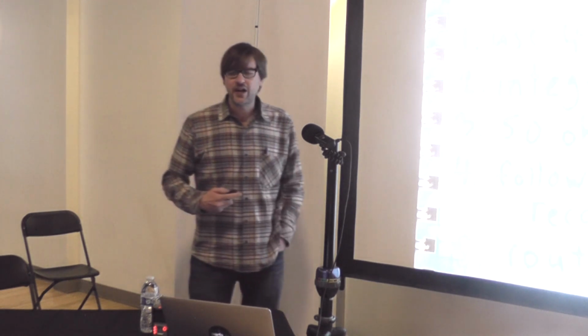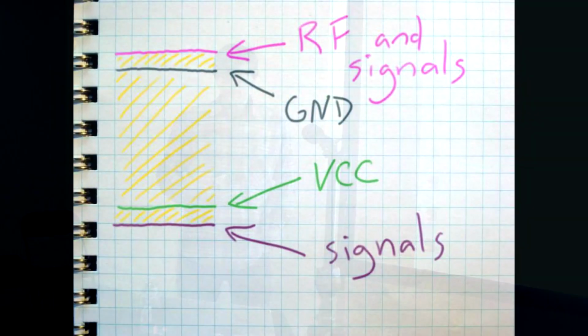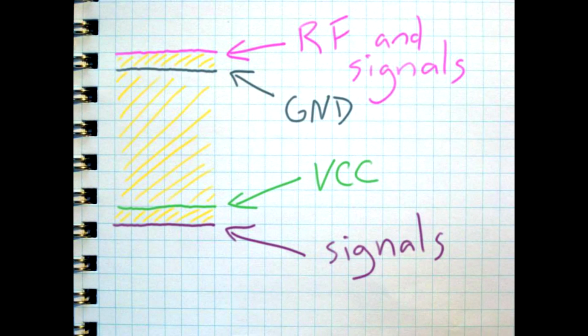So let's dig right into the 5 rules. The first rule is use 4 layers. Use a 4-layer printed circuit board. And it should look like this. Put RF signals on the top layer, and then just below it there should be a ground plane. And then on the 3rd layer, you should have your power supply. And on the 4th or bottom layer, that's where you put any signals that don't easily fit into the top layer, but not RF. Keep your RF on the top layer.